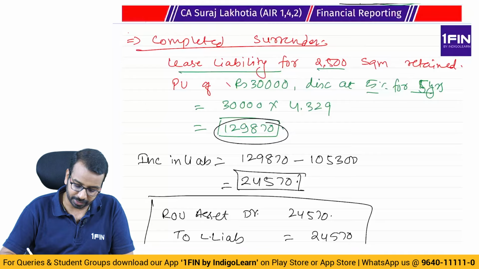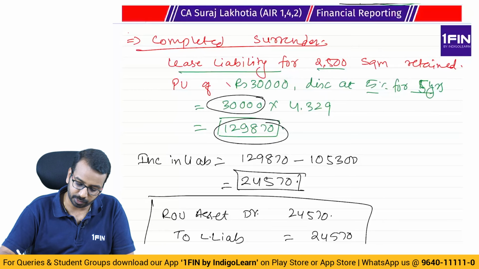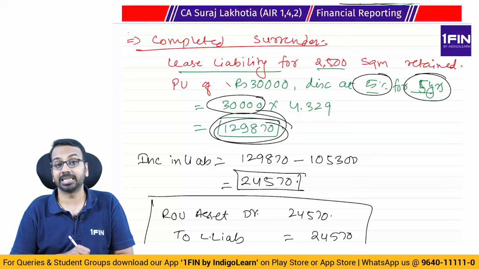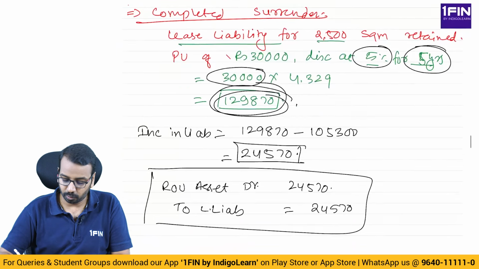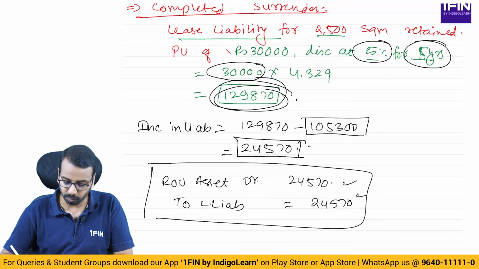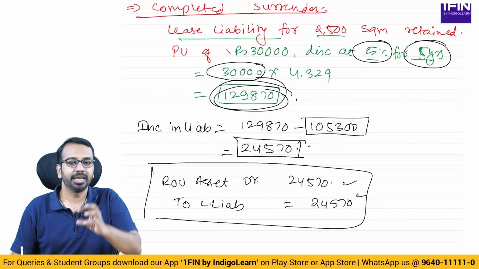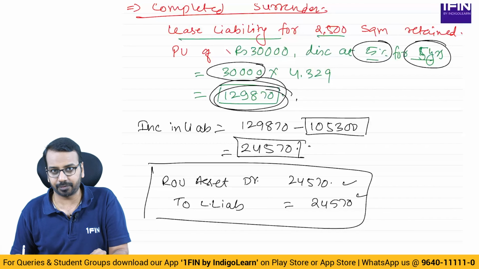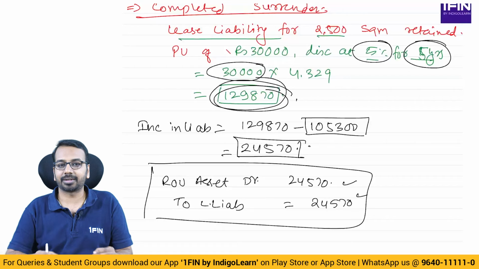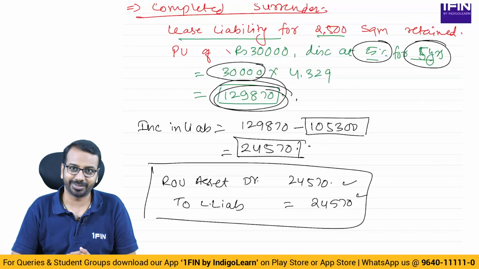Then whatever is the new payment, 30,000 discounted at 5% for 5 years, our new liability comes to 1,29,870. Our original liability recomputed was 1,05,000. The difference will be adjusted to right of use asset and lease liability. There will be some rounding difference. So in the examination, take the actual present value factors which are given in the question.